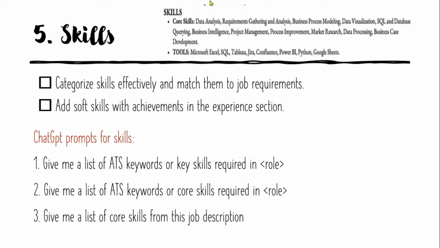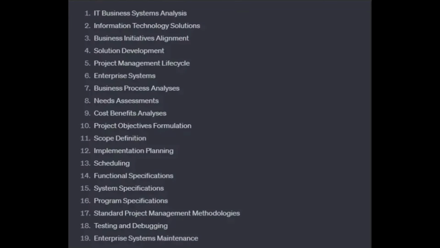Here in the example you can see that in this resume I have just taken a screenshot of the skills. The core skills are mentioned like data analysis, requirement gathering, business process modeling. So you have to mention all the core skills related to a job description and you have to mention the tools. Here that person has mentioned Excel, SQL, Tableau, Jira, Confluence, Power BI, Python, Google Sheet. So in the skills section you have to mention your core skills and the tools. Suppose I asked ChatGPT to give me a list of core skills for a particular job description.